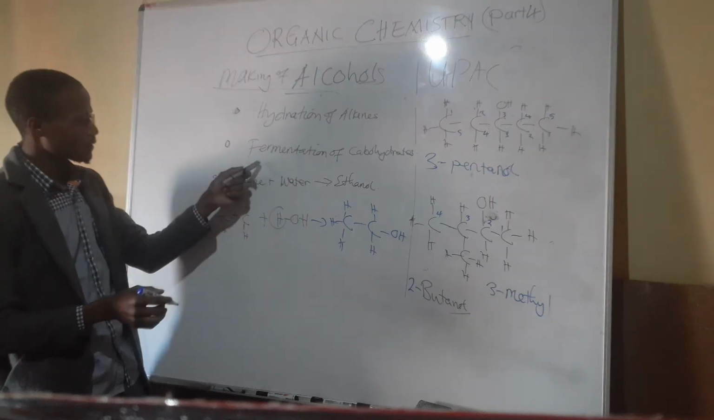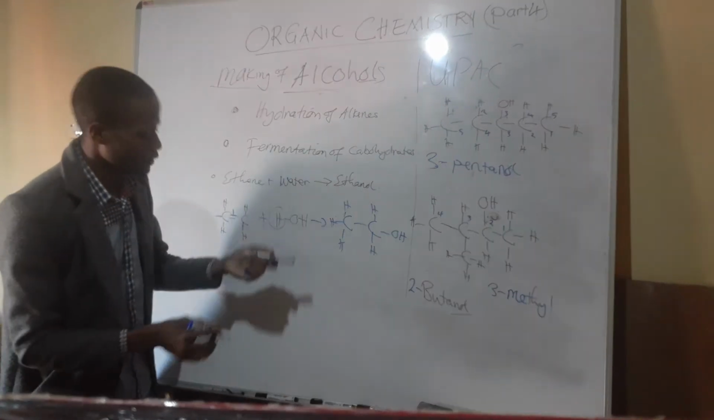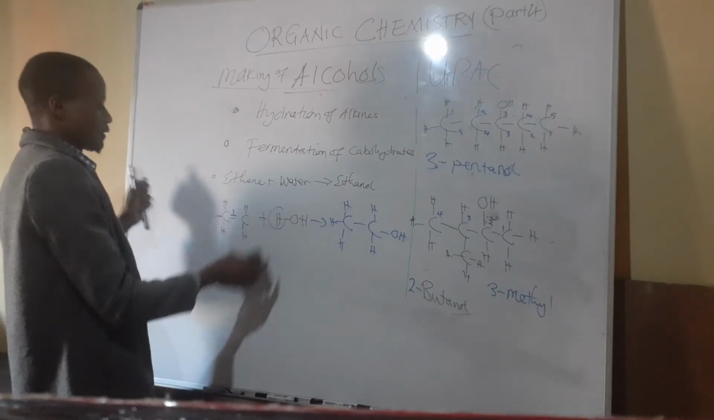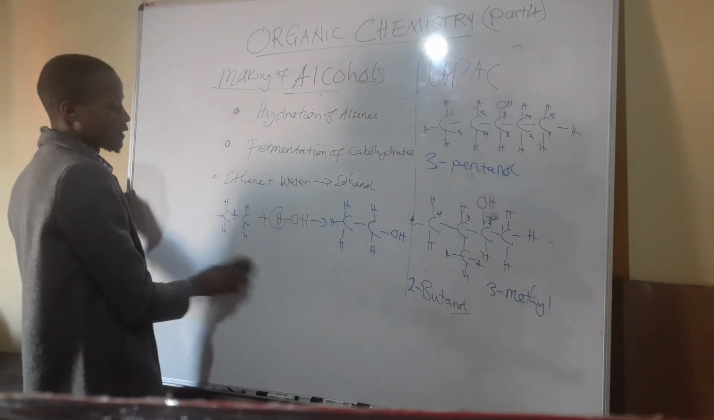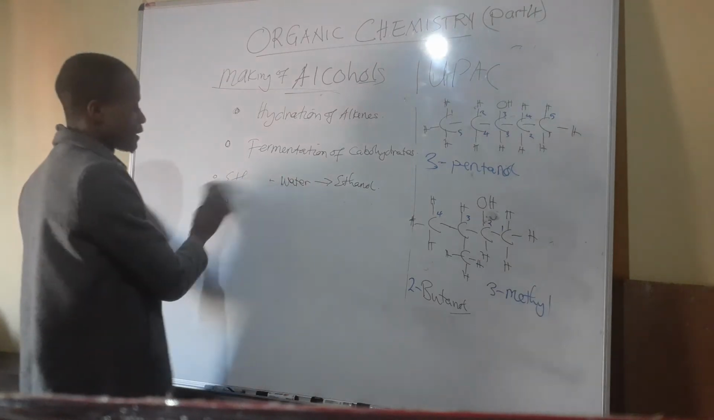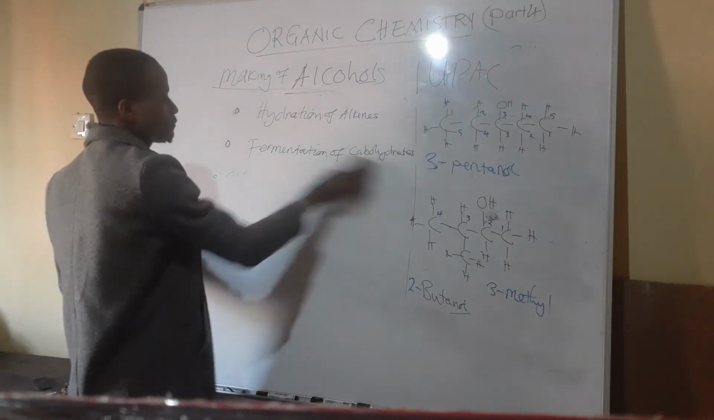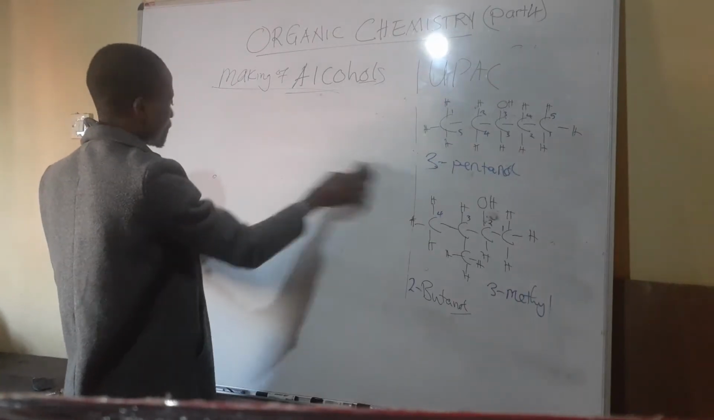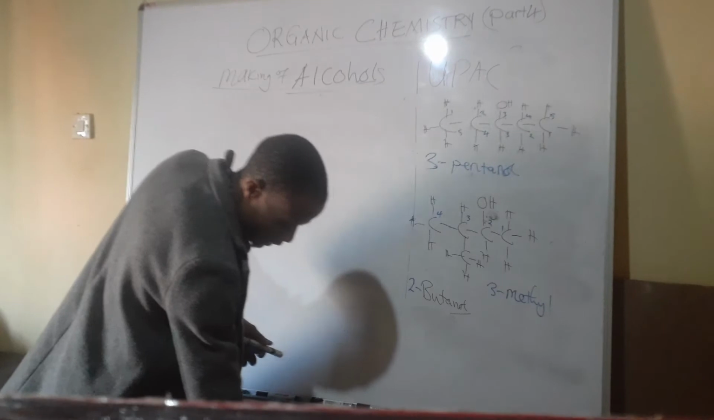Now, the second method of preparation of alcohol, especially ethanol itself, is fermentation of carbohydrates in the presence of an enzyme called zymase.